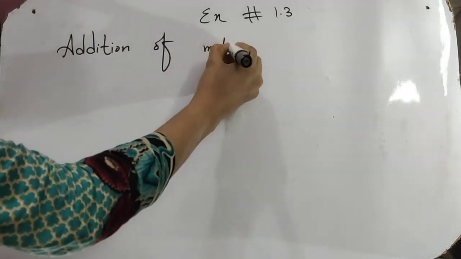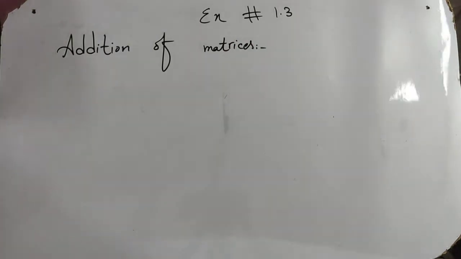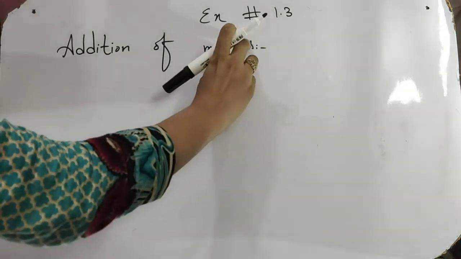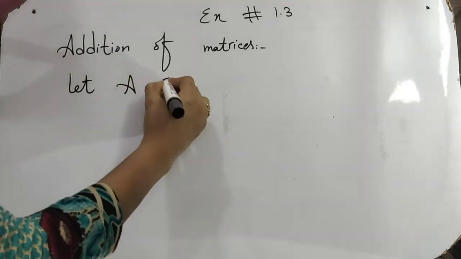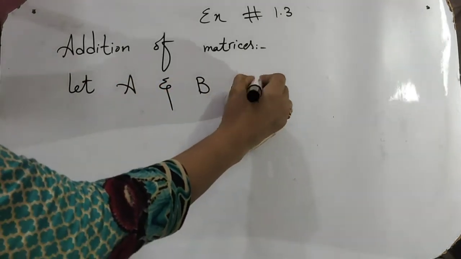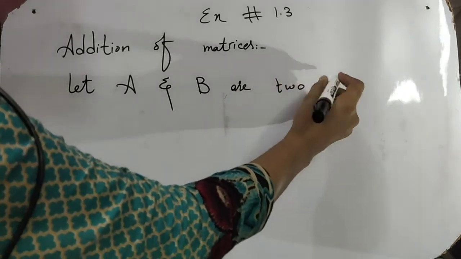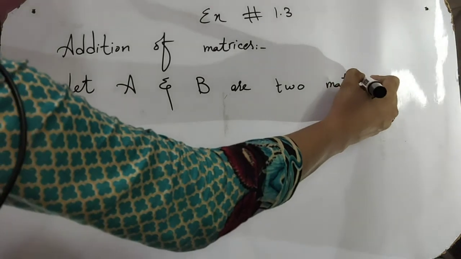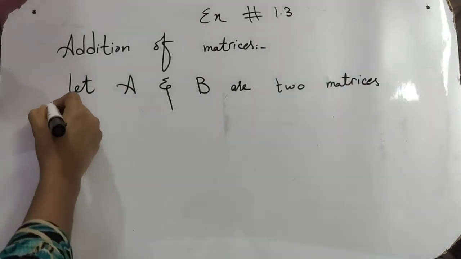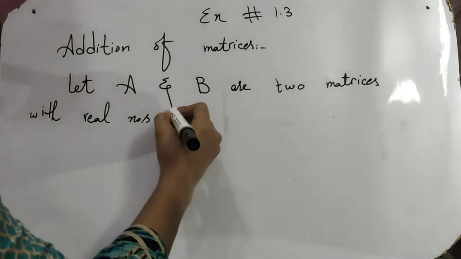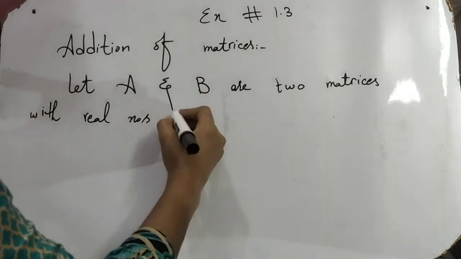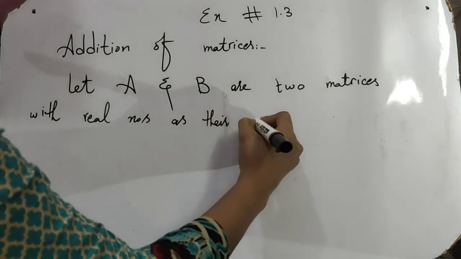Addition of matrices. What does it mean? It means when two or more matrices are added. What conditions must be followed for the addition of matrices? Let A and B be two matrices with real numbers as their entries.